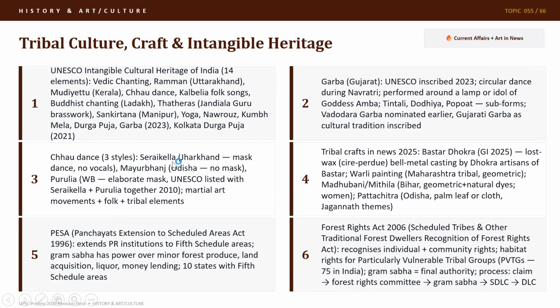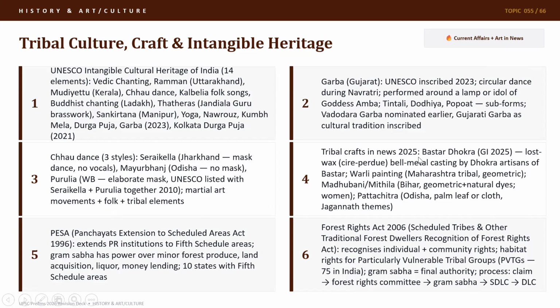Chhau dance has three styles. In Saraikela, Jharkhand, it is a mask dance with no vocals. Mayurbhanj in Odisha, no mask. And Purulia in West Bengal has elaborate masks. UNESCO listed Saraikela and Purulia together in 2010. It has martial art movements plus folk and tribal elements. So Chhau dance has mask as well as no mask styles spread across Jharkhand, West Bengal, Odisha, and also some parts of Chhattisgarh.